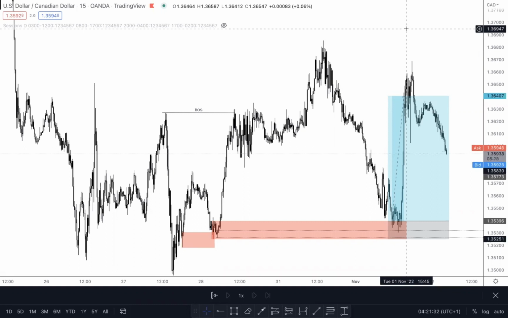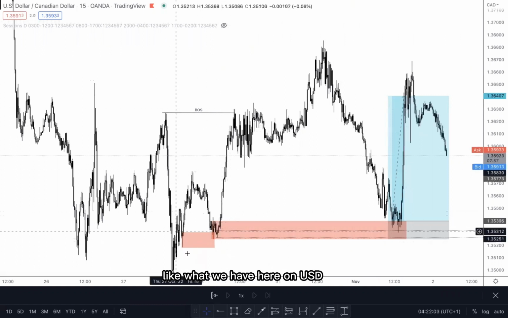I just want to quickly state that the first thing you do when you start looking at the market is look at the market structure. Try to understand what is going on, maybe from the higher time frame down to the lower time frame. And when you see a potential setup, try and look for previous areas of order flow to confirm your level of entry or your point of interest. One of the ways you can do that is like what we have here on USDCAD.